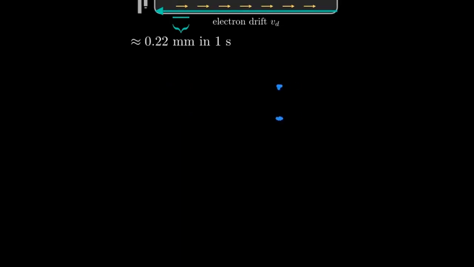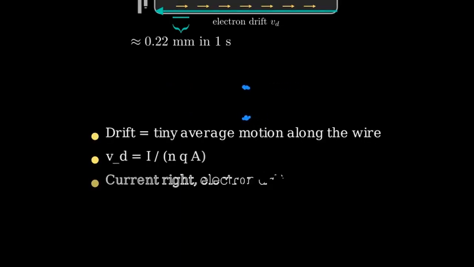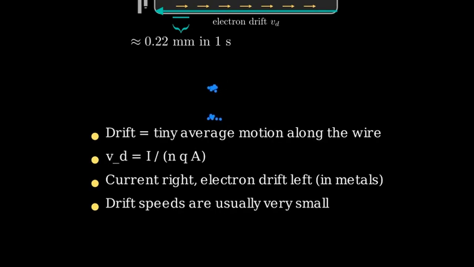Let us summarize the key ideas. 1. Drift velocity is the tiny average motion of charges along the wire. 2. The formula is v_d equals I divided by n times q times A. 3. Conventional current points with the electric field, while electrons drift opposite in metals. 4. Drift velocity is typically very small, millimeters per second or less, even when current is several amperes.